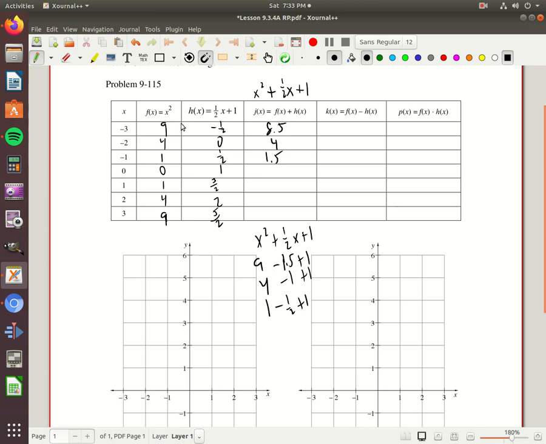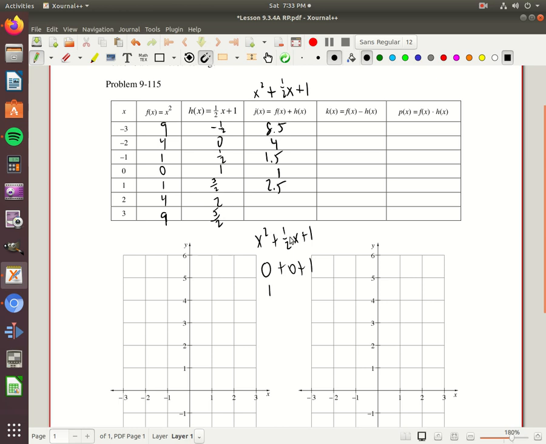I think you're noticing a pattern, hopefully. What is 9 minus 1/2? It is 8½. What is 4 plus 0? It is 4. What is 1 plus 1½? It is 1½. So I'm guessing I'm going to get 1 here. So let's go ahead and see, what do I get when I plug in 0 here? 0 plus 0 plus 1, I get 1. What do I get when I plug in 1? 1 plus 1½, I'm guessing I'm going to get 2½ right here, but let's see.